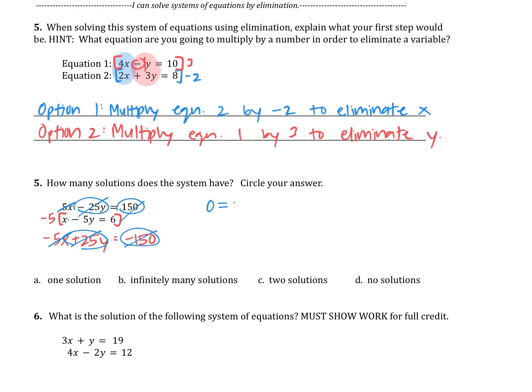So I'm left with 0 equals 0, which is a true statement. 0 does in fact equal 0. So that is going to give me infinitely many solutions, because I can plug in any x or y and I will get a true answer because they are the same line.